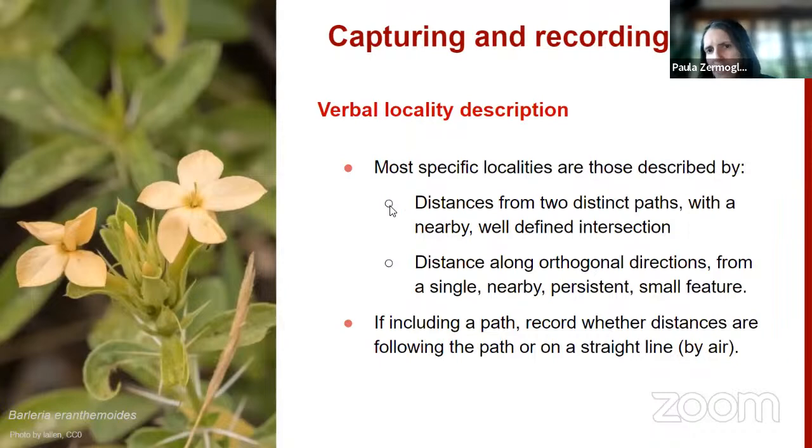The most specific localities are those that are described by distances from two distinct paths with a nearby well-defined intersection, or distances along orthogonal directions from a persistent small feature that is nearby. If we're including a path, it is important to record whether distances on that path, on a route, on a river, or any path, are following that path or on a straight line by air, for instance.